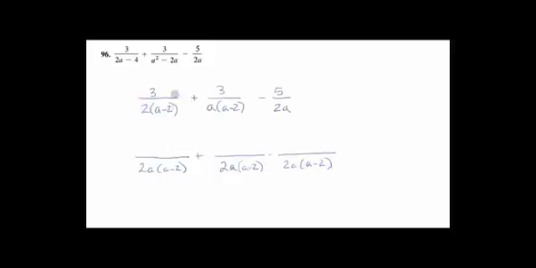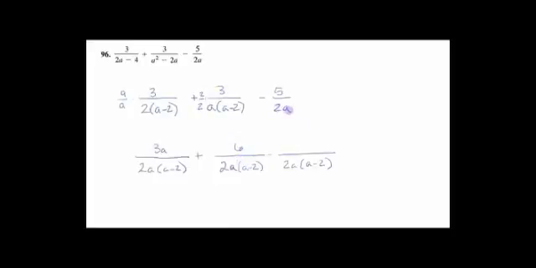Now, looking at this fraction, how did I get the denominator to turn into 2a(a minus 2)? It looks like it's missing the factor a. So we can multiply that factor in on top and bottom, and it makes the numerator 3a. Looking at this denominator, it's missing a 2. So I'll need to multiply a 2 over 2 here. That makes the numerator 6.